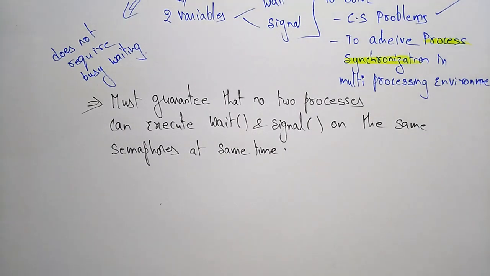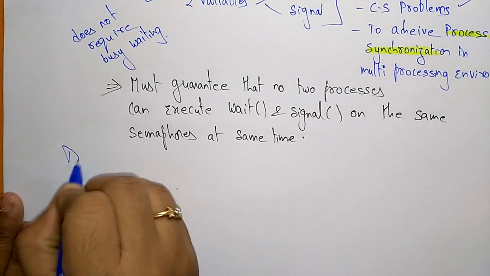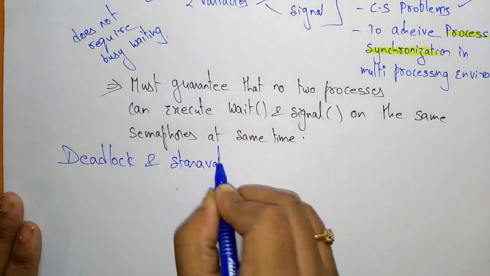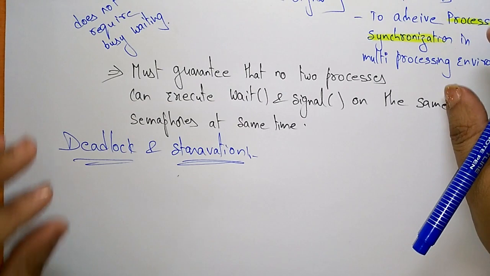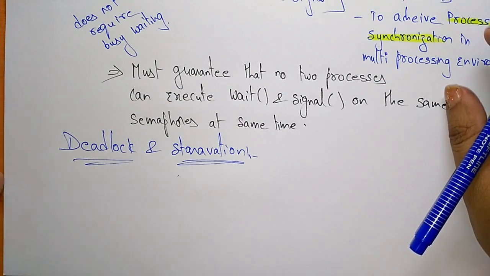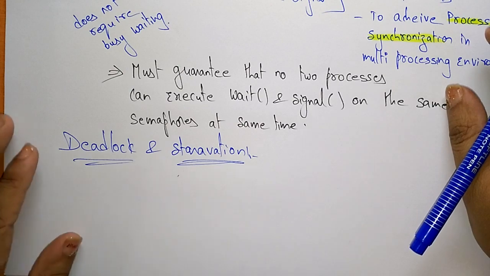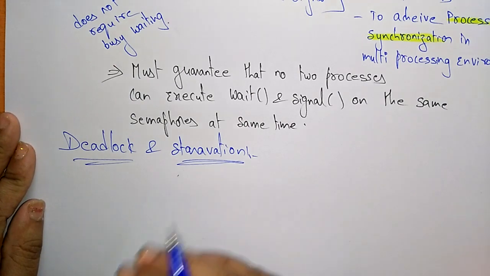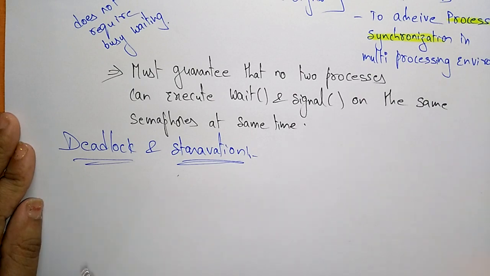While you are implementing the Semaphores, you may get problems like deadlock and starvation also. Let me explain what deadlock and starvation are. Here I am giving just a brief explanation about deadlock. Deadlock is a somewhat complicated, big topic, so I'll explain it later. A deadlock occurs when two or more processes are waiting indefinitely for an event that can be caused only by one of the waiting processes.